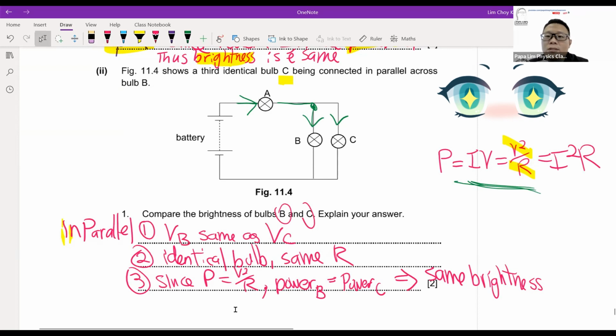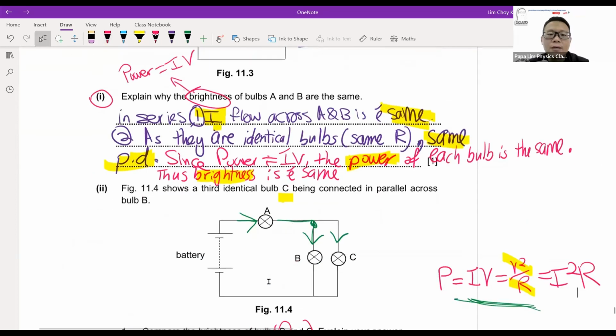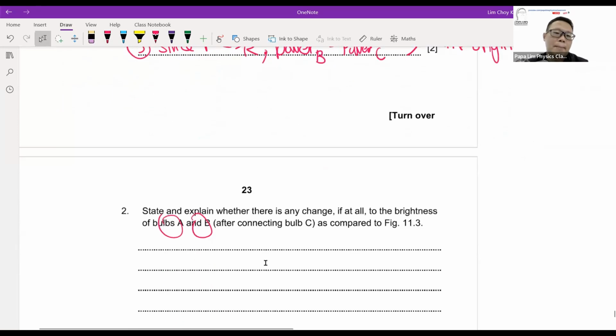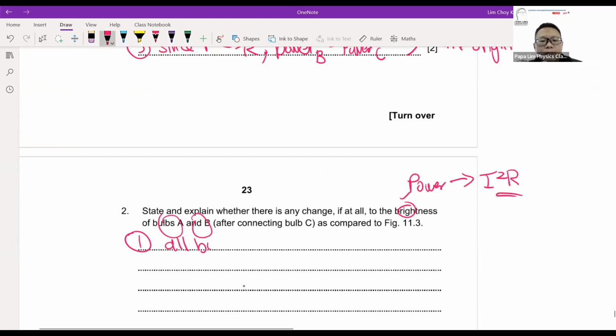So let's say I want to unpack the brightness, the power, using, like I have done IV here and V squared over R, now I look at I squared R. So now we look at I and R. Based on the circuit, I will know that, number one, all the light bulbs have the same resistance.